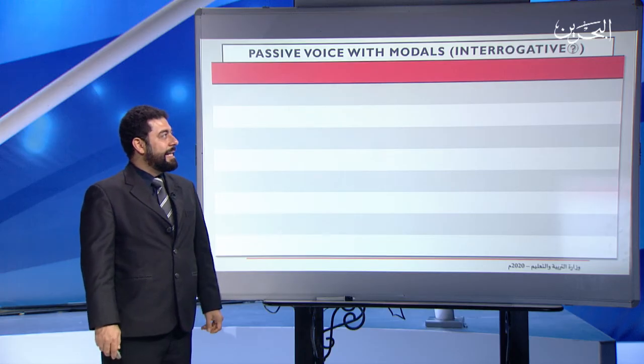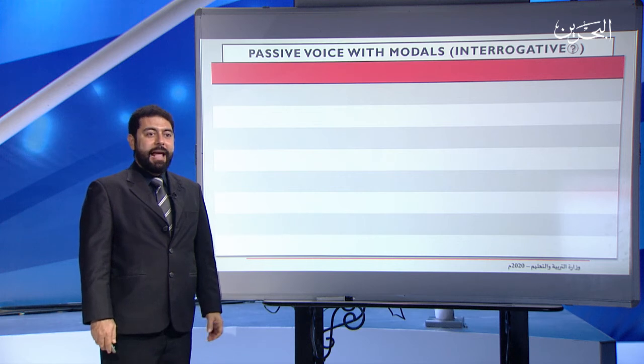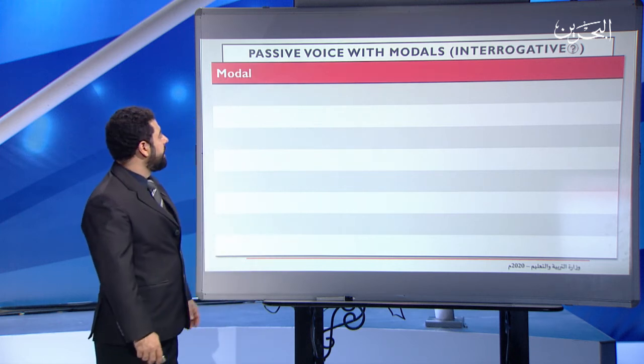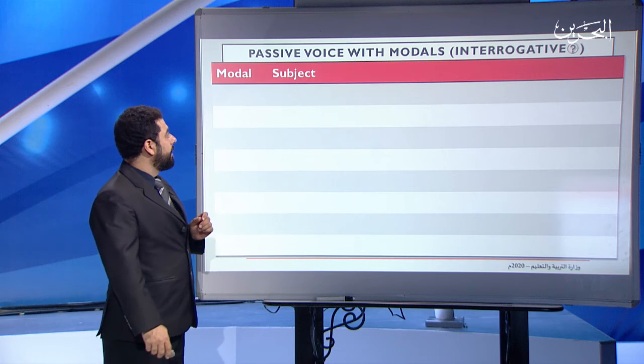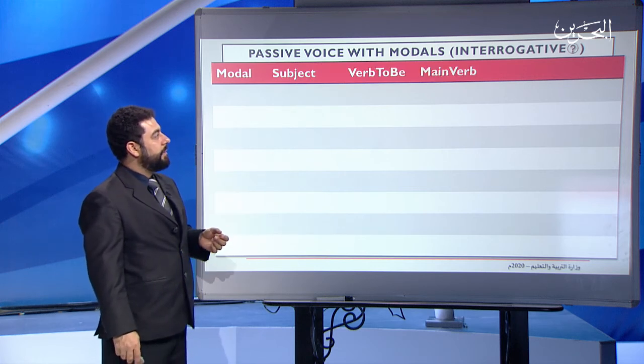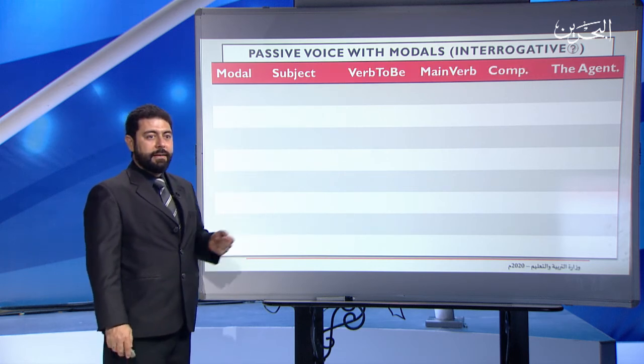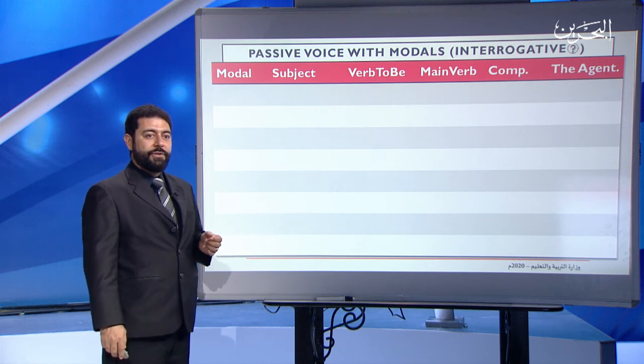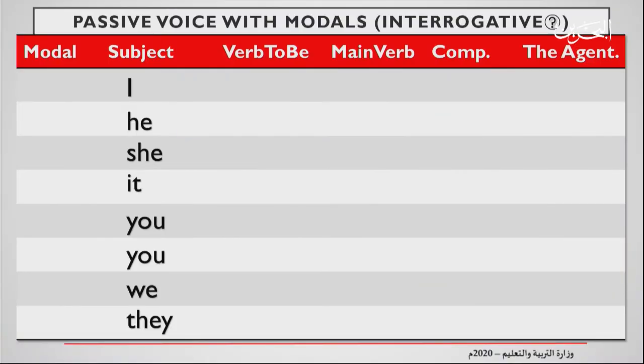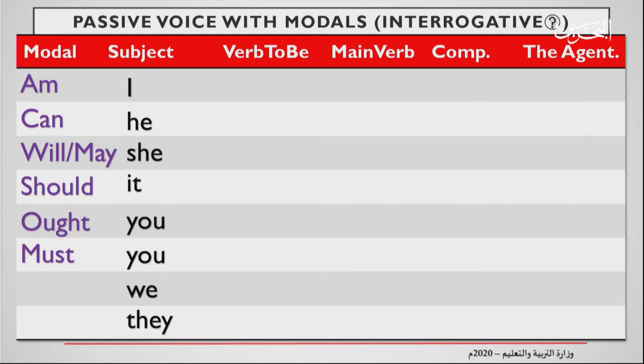All right, now let's build the passive voice with modals interrogative, which means building questions. How to build questions? Well, you start with the modal, an auxiliary, then the subject, verb to be, main verb, complement, and then the agent, which is optional. So these are the subjects as you remember them, and this is how you start. You start using the auxiliaries or the modals. So am I, can he, will she or may she, should it, ought you, must you, do we, had they.